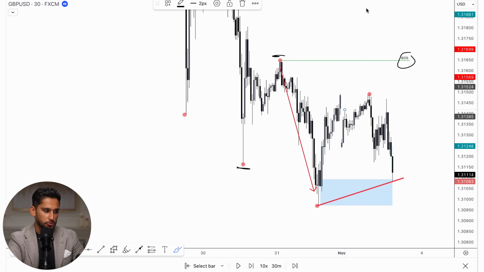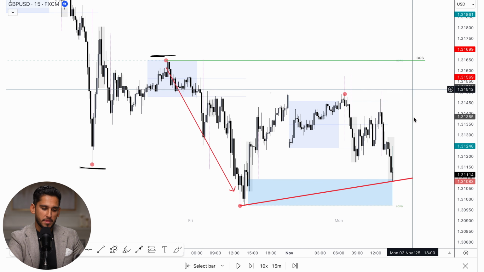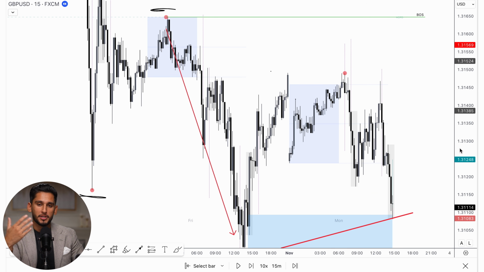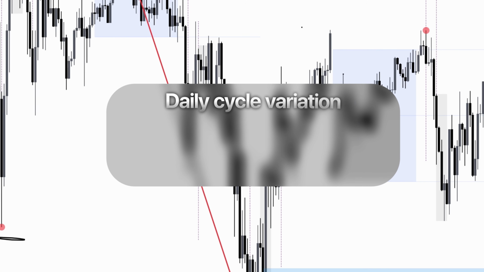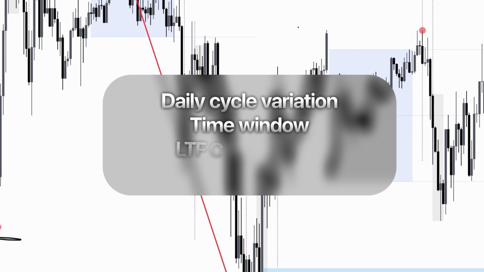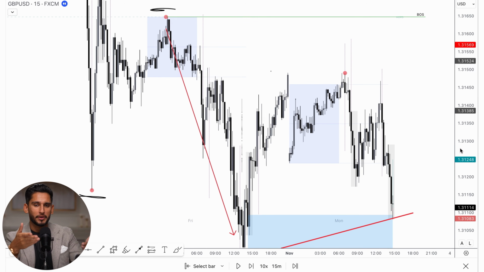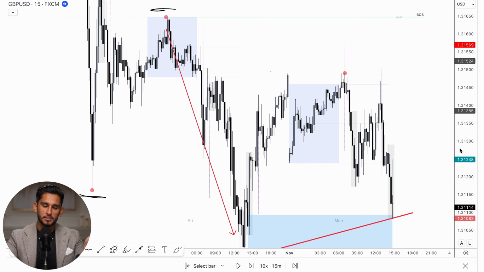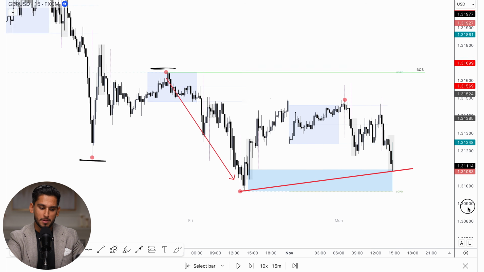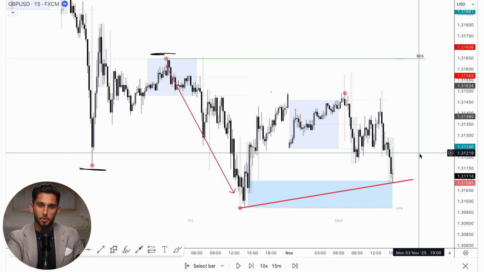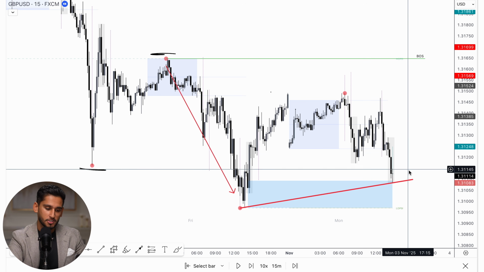And after this, we can now just focus on GU and say, okay, now we found this information. Then I just follow my normal trinity. I look for the daily cycle variation. I look for time window. I look for lower time frame confirmation, and I look for inducements. If I see all these things, I can trade this normally because I have this information of the divergence, which I otherwise wouldn't have been able to, because this is just a bearish market. I should expect it to go lower. I can still look for buy opportunities. This is why it is powerful.